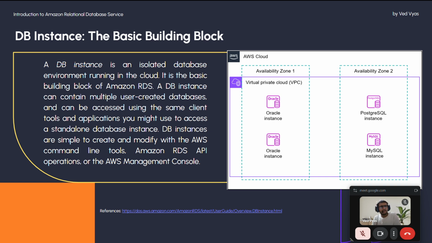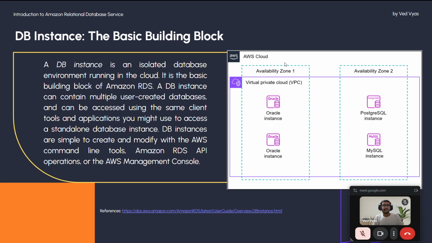We know that every language, every technology, every concept has some building block. For example, variables are the basic building blocks of any programming language. In the same way, AWS RDS has a basic building block known as a DB instance. So what is a DB instance? It is the core component of Amazon RDS. It is an isolated database environment running on the cloud. One DB instance can have multiple databases and can be accessed through normal environments as well, such as when I am working with the MySQL shell, I can use the API to access Amazon RDS databases and get the output accordingly.